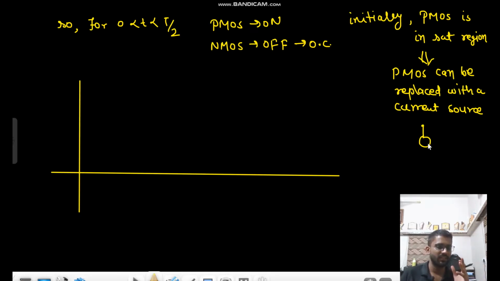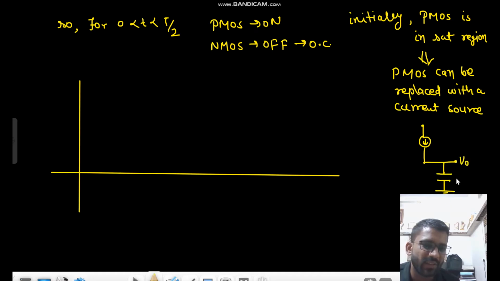R is the resistance, right? We know that. R own resistance. Okay. So now this is replaced with the current source, and at the output we have this capacitor C, right? This is V naught, this is the capacitor C, and this is open circuited. This is PMOS, and this is your NMOS, and this is VDD. Now whatever the value of this current source is, that will charge this capacitor.